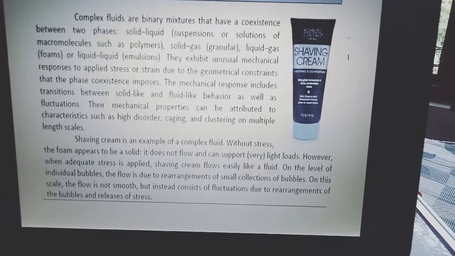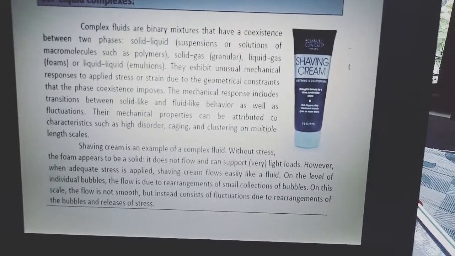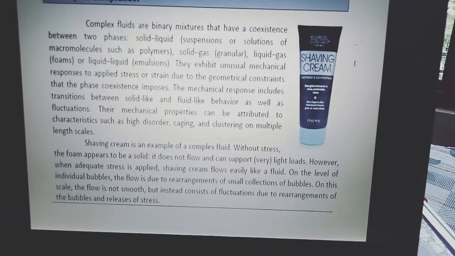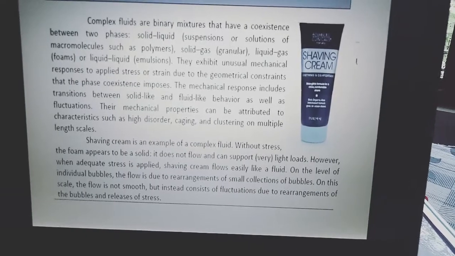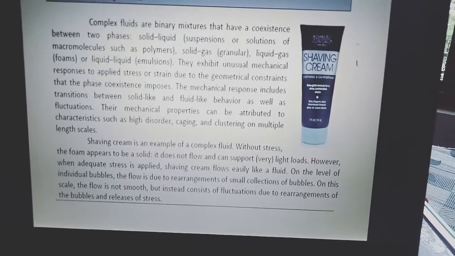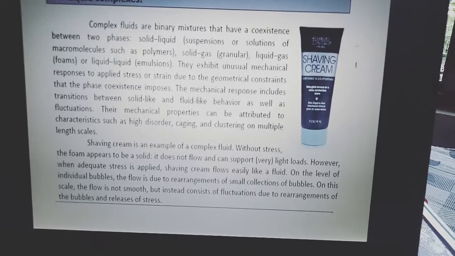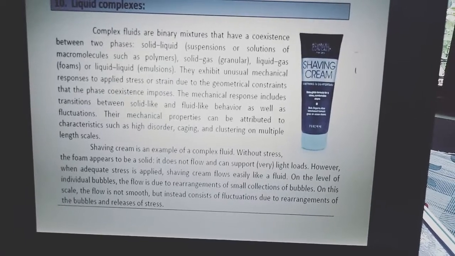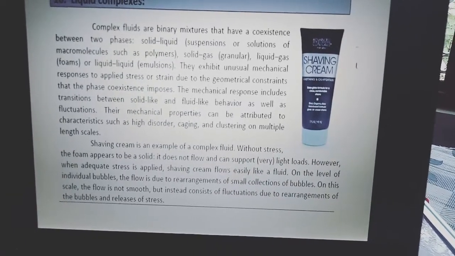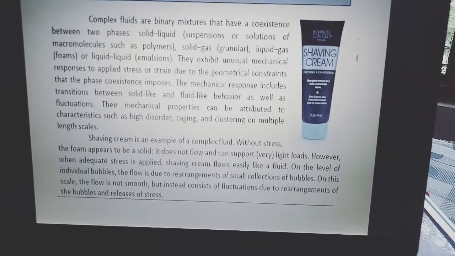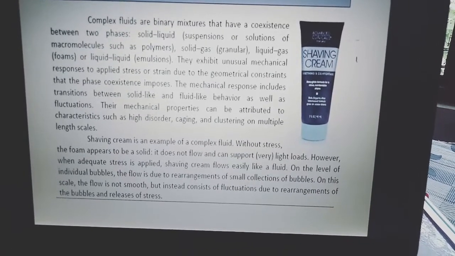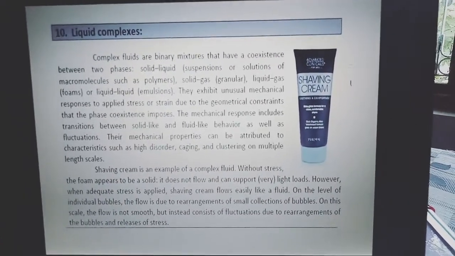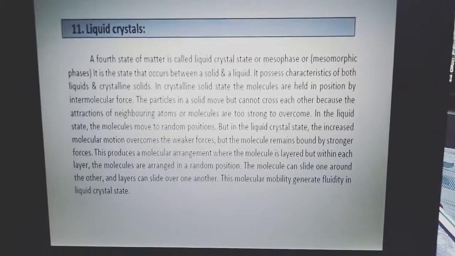An example of a complex fluid is shaving cream. Without stress, the foam behaves like a solid. It does not flow and can support light loads. However, when stress is applied, the shaving cream flows easily like a fluid. On the level of individual bubbles, the flow is due to rearrangement of small collections of bubbles. On this scale, the flow is not smooth, but instead consists of fluctuations due to rearrangement of bubbles and releases of stress.